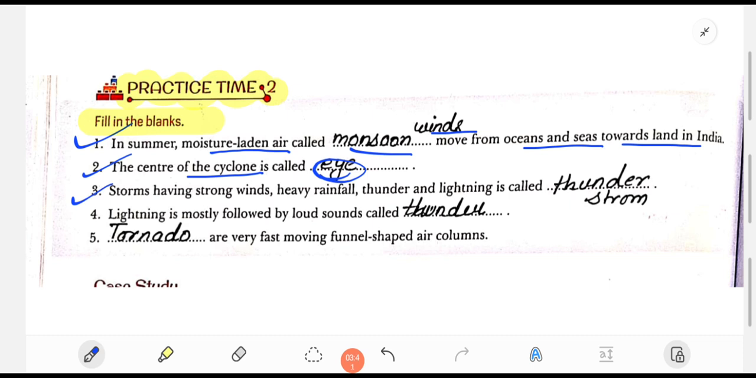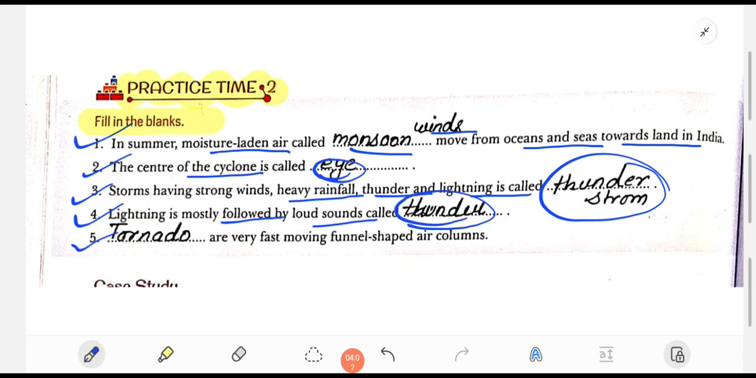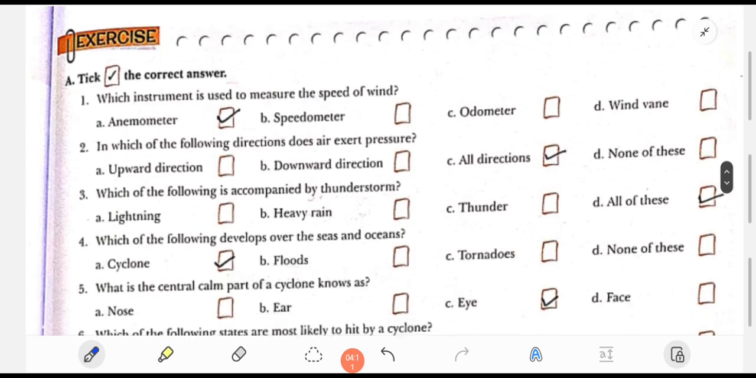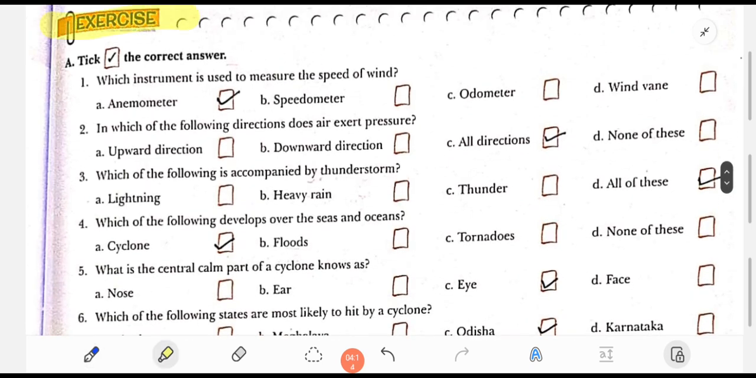Then third is, storm having strong wind, heavy rainfall, thunder and lightning is called thunderstorm. Then fourth is, lightning is mostly followed by loud sound called. When lightning happens, a loud sound which you can hear is thunder. 5. Tornado are very fast moving funnel shaped air columns. Answer is tornado.